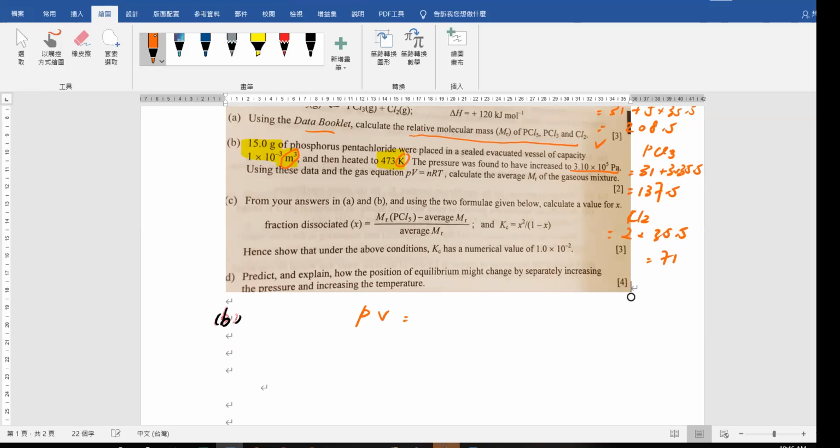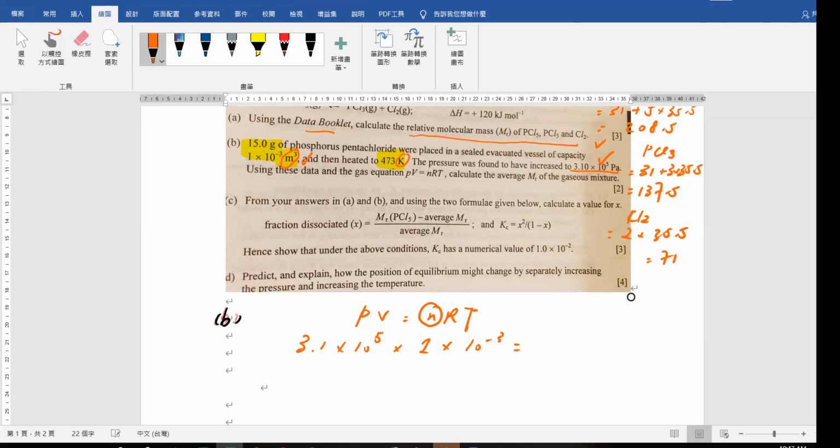So PV equals nRT. I hope you will not forget this equation. Normally, when the pressure, volume, temperature are given, you have to use this equation, okay? So the pressure is this, 3.1 times 10 to the power of 5. Volume is given this one already SI unit, okay?